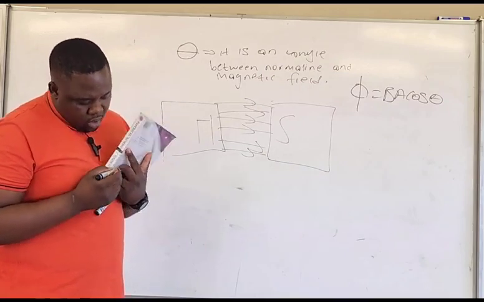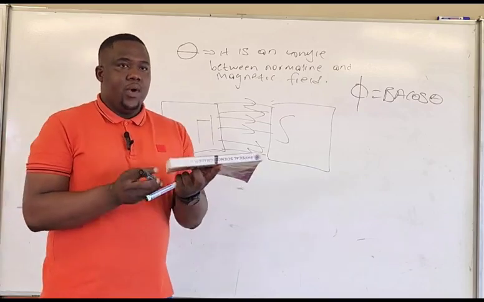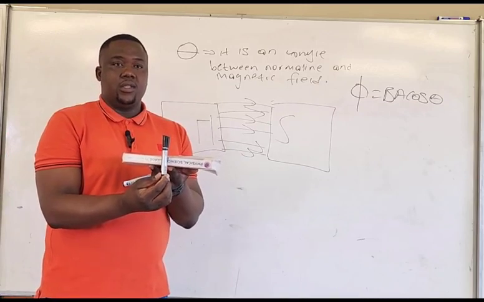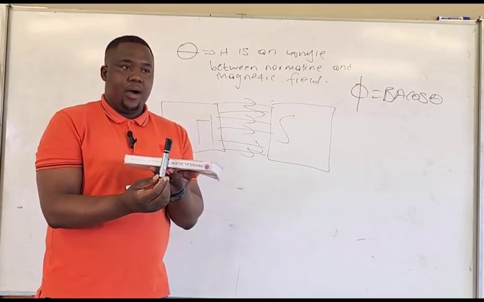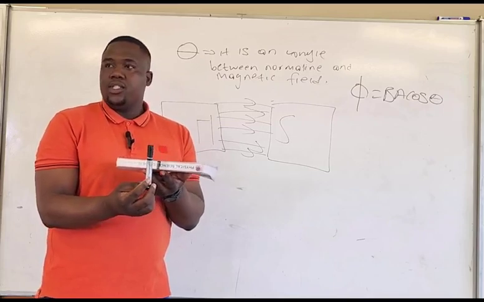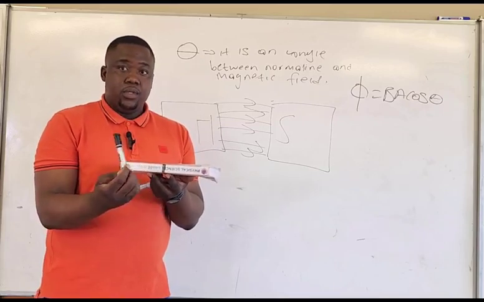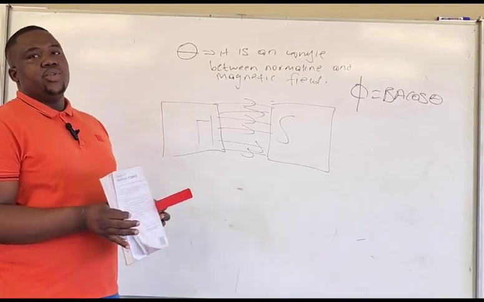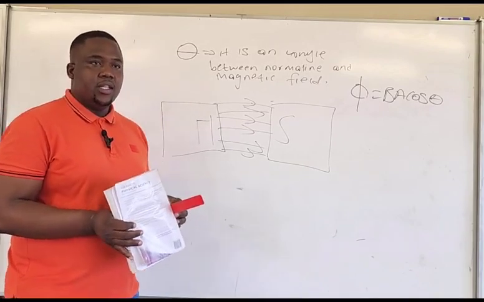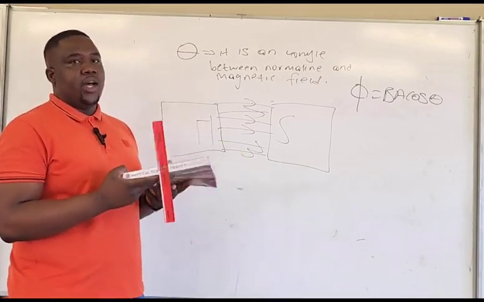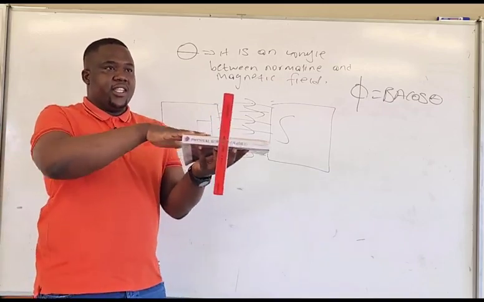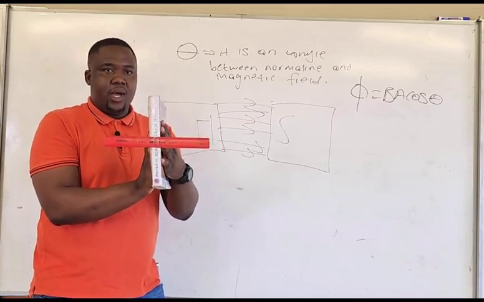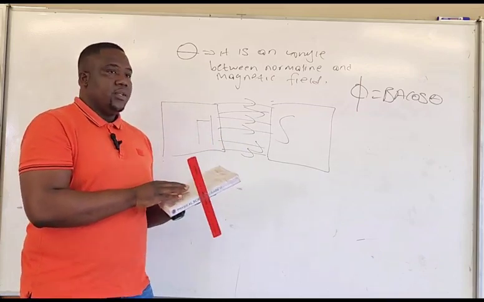But I think the normal line is not very visible, so let me use something else to demonstrate it so that you can understand. I'm going to use a ruler. Let me stick a ruler on so that I can demonstrate the normal line. When the book is flat, the normal line is vertical. When the book is vertical, the normal line is horizontal. It's flat. You can see.